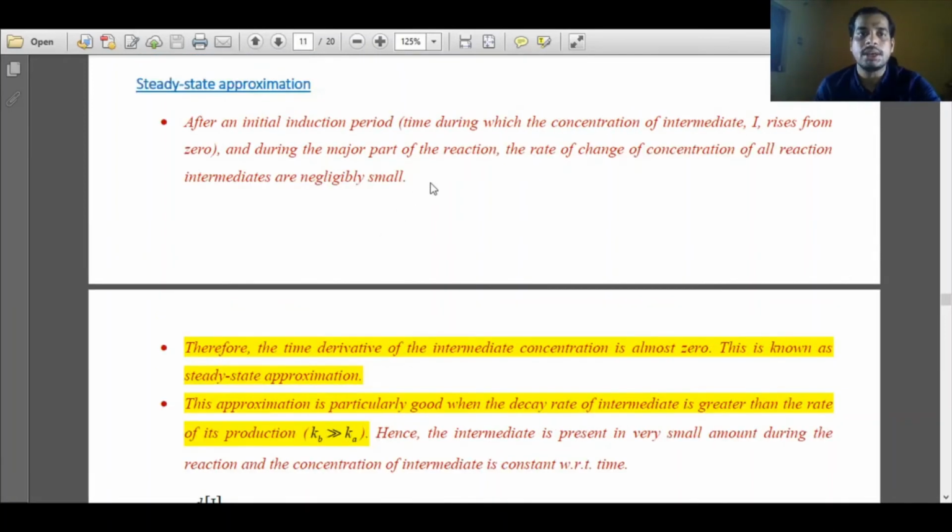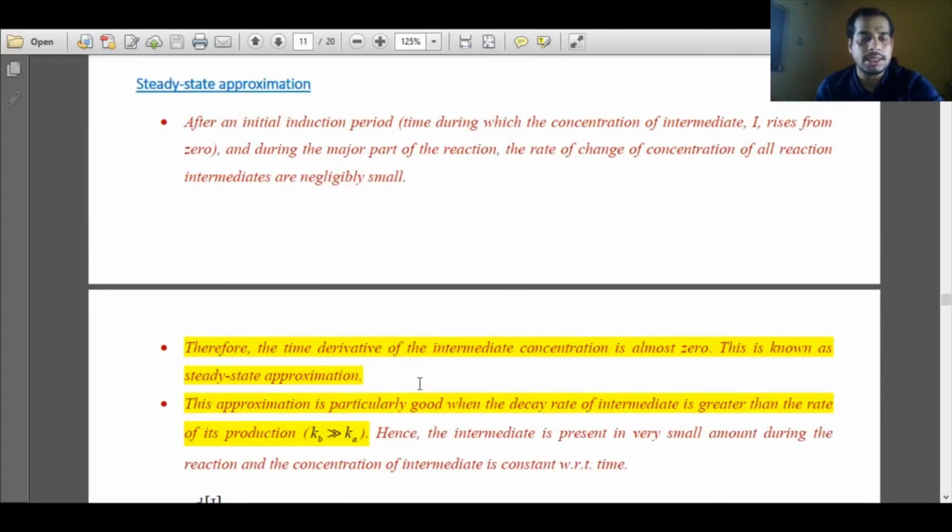Again, I am repeating the condition: the intermediate rises to a certain maximum value, then it decreases, and after some time the intermediate is not changing at all. The concentration of the intermediate is not changing with respect to time. Under such a condition, we can say that steady state approximation is valid. Therefore, after a certain time t, the change in intermediate concentration with respect to time is 0. So I can say the time derivative of intermediate concentration is almost 0. So this is again the steady state approximation.